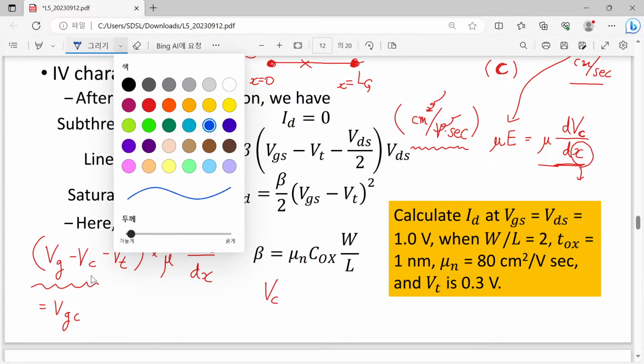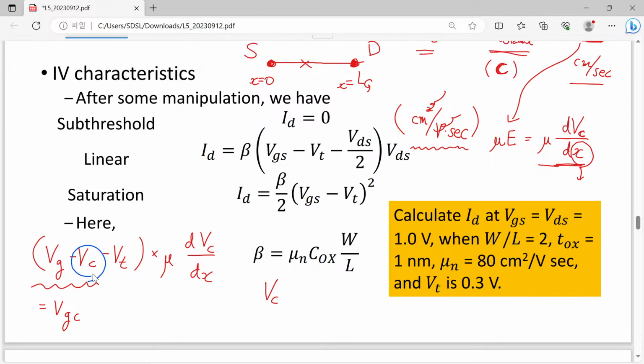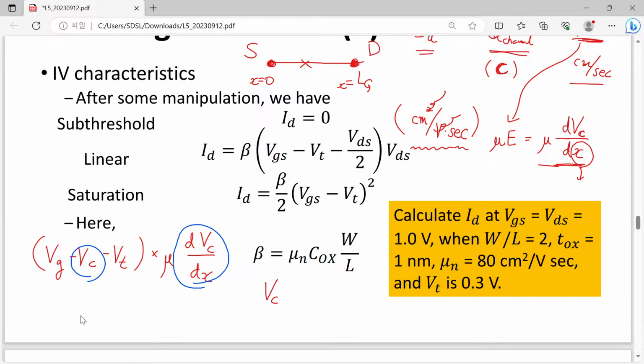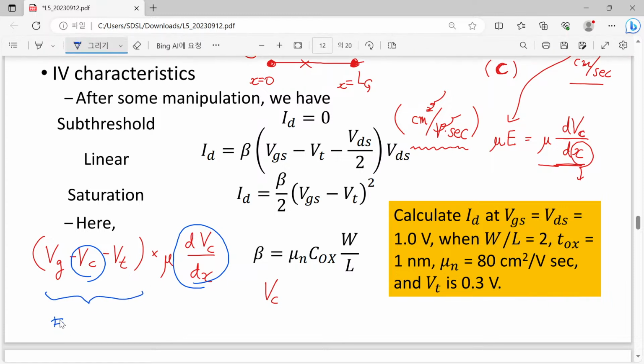Now you can find here Vc and here the derivative of Vc. So are you with me? So from this one, once again, what is the physical meaning of this expression? This expression just shows that this is the number of your electrons, and this one says the speed of your electrons.